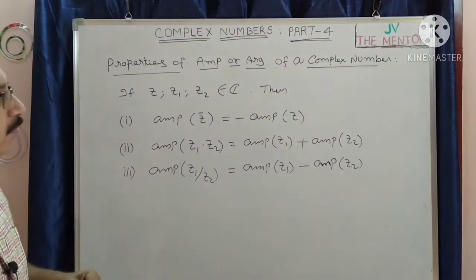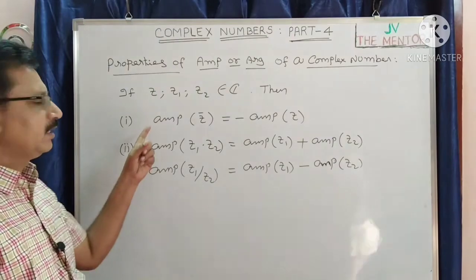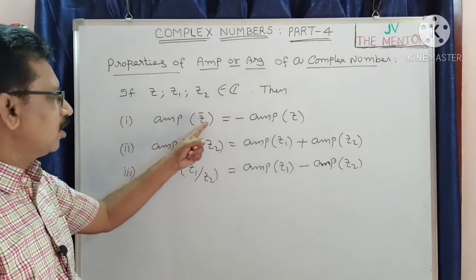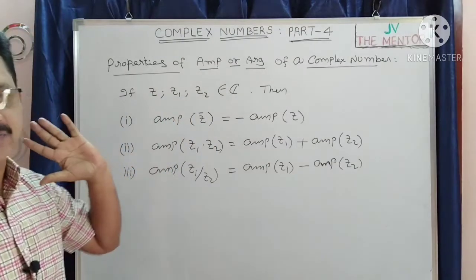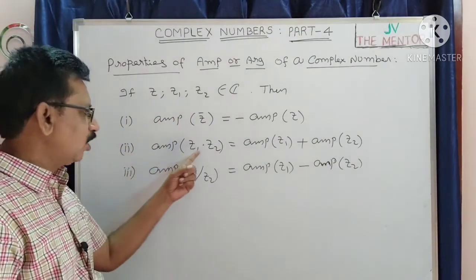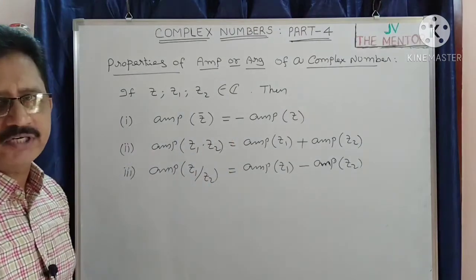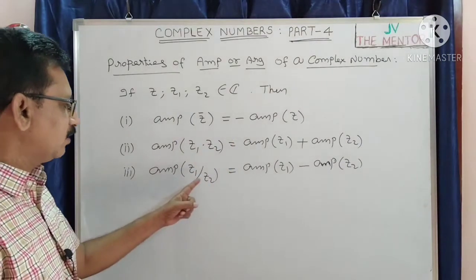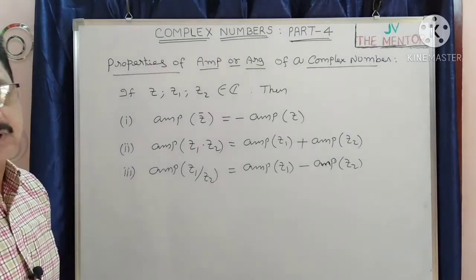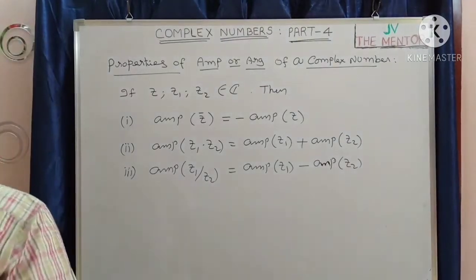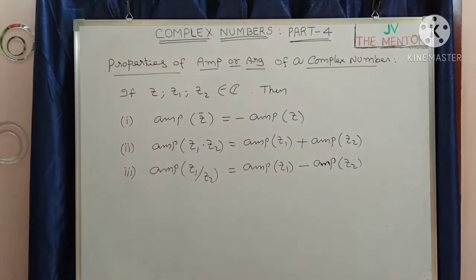We have only three properties. First one is amplitude of z bar equal to minus amplitude of z. Second one is amplitude of z1 z2 equal to amplitude of z1 plus amplitude of z2. Amplitude of z1 by z2 equal to amplitude of z1 minus amplitude of z2. Now we will go to the next concept.